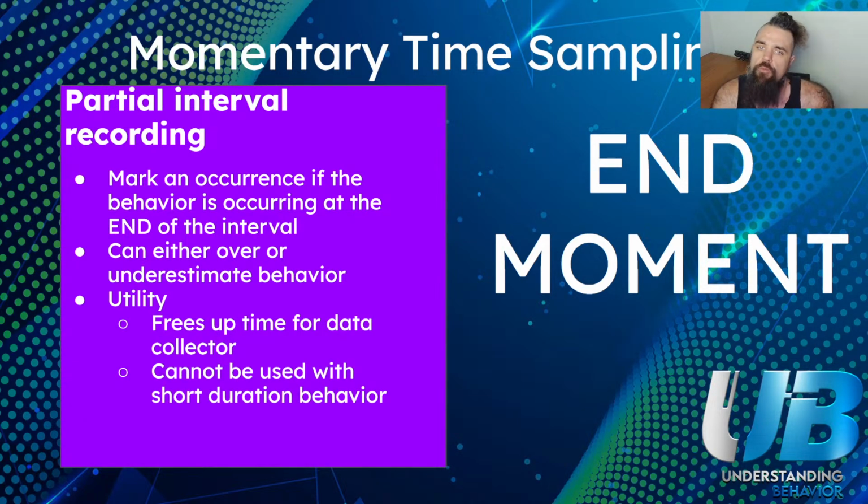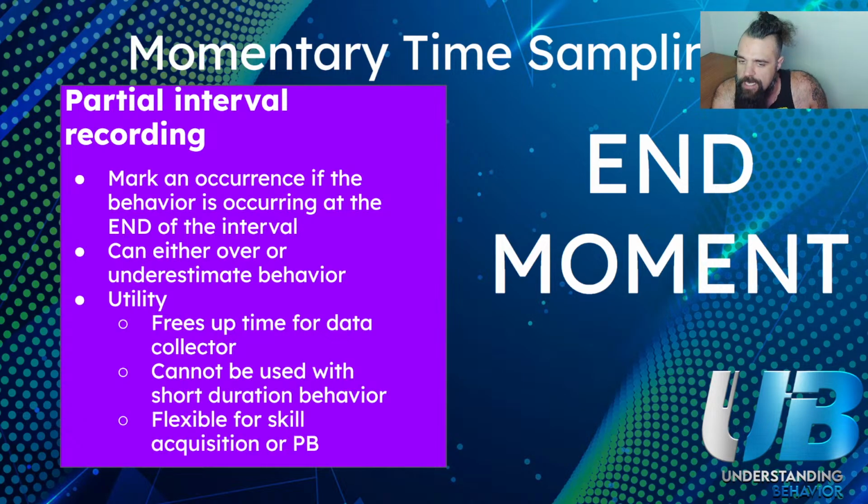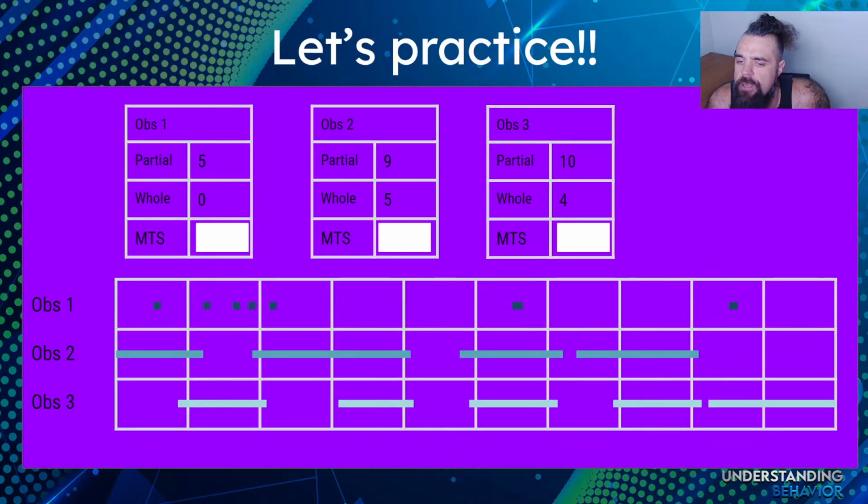The only rule for momentary time sampling is that it cannot be used with short duration behavior, but it is flexible for either skill acquisition or behavior reduction targets. So the only thing is that we can't use it with short duration behavior. And in observation 1 here, we have this short duration behavior, but how many intervals, if we're using momentary time sampling, would we mark as occurrence with observation 1?